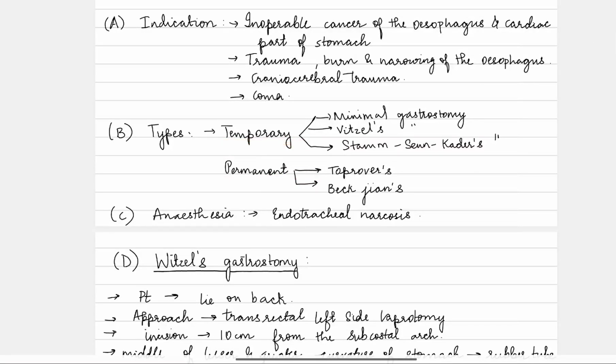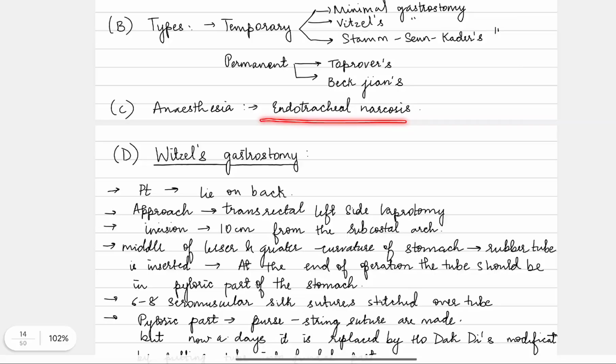Temporary types are minimal gastrostomy, Witzel's gastrostomy, and Stamm-Kader's gastrostomy. Permanent ones are Topver's and Beck-Jianu's. Anesthesia is given by endotracheal narcosis.